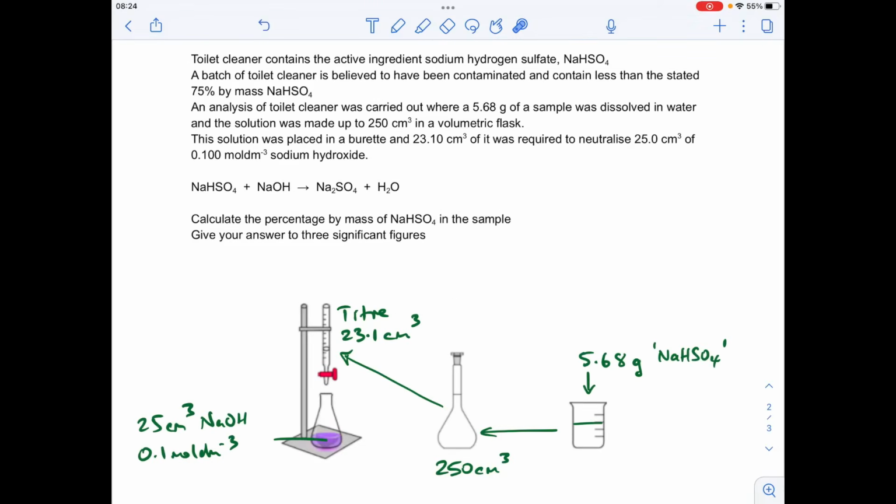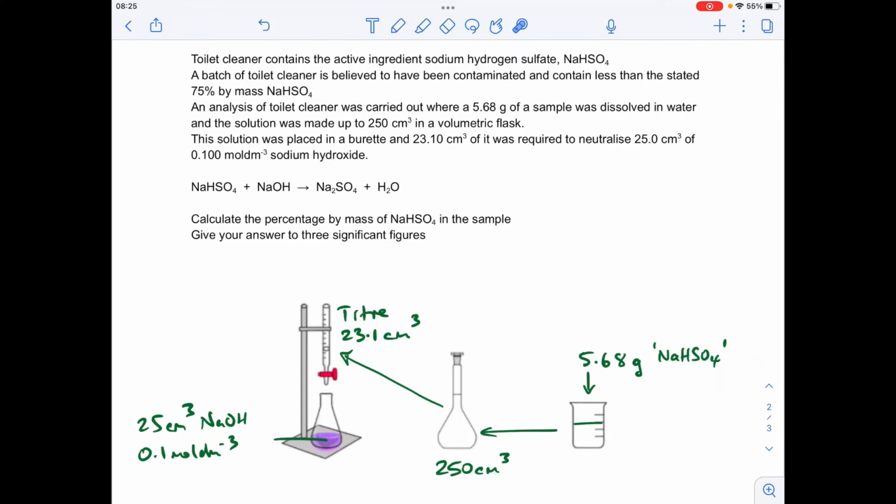Okay, so go through the answers now. As I always do, I've got a diagram here outlining the process. So it starts with 5.68 grams of the toilet cleaner. Remember, the active ingredient is the sodium hydrogen sulfate. So that's been dissolved in a little bit of water. It's gone into a volumetric flask, 250 cm cubed, made up to the mark obviously, and then that goes into the burette. It's titrated against 25 cm cubed sodium hydroxide, concentration 0.1 moles per decimeter cubed, and the titre, so the volume of sodium hydrogen sulfate needed for reaction, is 23.1 cm cubed.